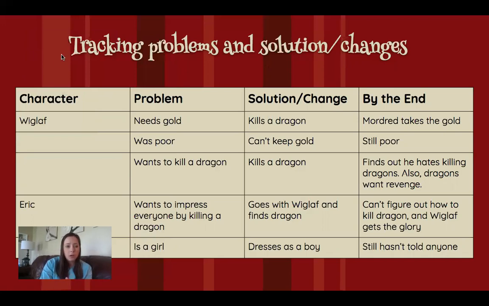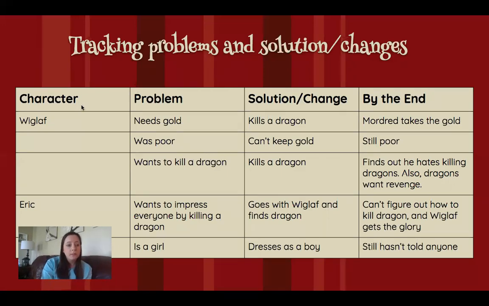So we have 4 different columns here. The first one is the character, then we've got the problem, the solution or the change, and then by the end of the story. I know that you guys have just started your read aloud book, so you might not be able to fill out everything in the end column. You might know how a problem turns out in the end, and you can put it there if you want, but it's okay today if that column is a little bit blank or you're not really sure what to put in it. So for Dragon Slayers Academy, a student filled this out and this is what their chart looked like.